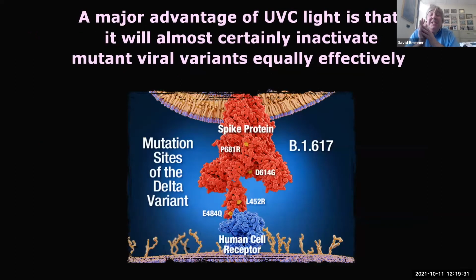And one of the nice things about this approach is that it's almost certainly, though it certainly hasn't been tested, going to be equally effective at inactivating mutant viral variants as opposed to the parent virus. And of course, we're all very concerned about the Delta virus these days, and I would say it's almost 100% certain that UV will be equally effective against the Delta variant as it is against any other variant and the parent virus.